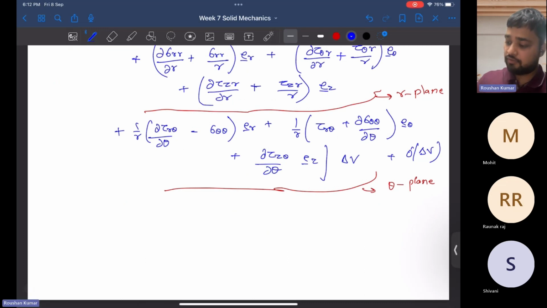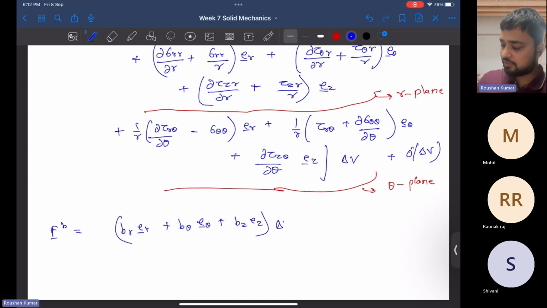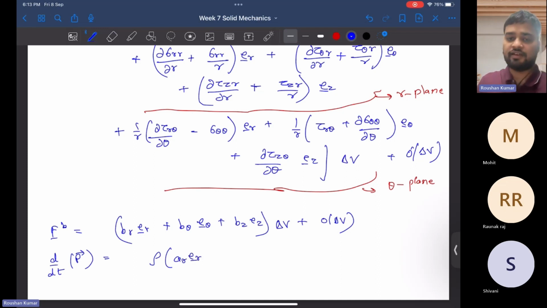Similarly, the total body force Fb is given by Br, the body force along the r direction, times Er, plus B theta E theta plus Bz Ez, times delta V plus higher order of delta V. Similarly, the rate of change of linear momentum d by dt of P is given by rho, the density of the body, times ar Er, where ar is the radial acceleration of the body, plus a theta E theta plus az Ez, times delta V plus higher order of delta V.